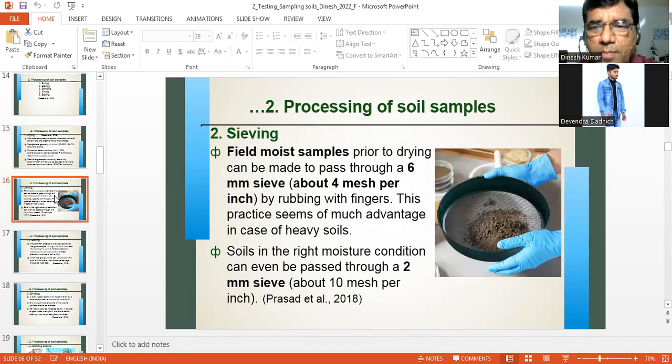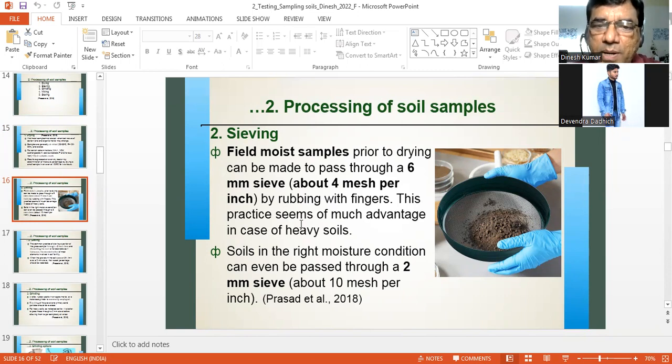After this drying, then comes the sieving. It is not grinding, it is sieving. Sieving of field moist samples prior to drying can be done. Means initially when you bring the soil sample, sieving can be done at that stage also. About 4 mesh per inch. This 6 millimeter sieve can be taken, which will have 4 mesh per inch. 1 inch means 2.5 centimeter approximately. So in 2.5 centimeter, you will have 4 holes. Therefore, it is called a 6 mm sieve, about 4 mesh. In 1 inch or 2.54 centimeter, you will have 4 holes.